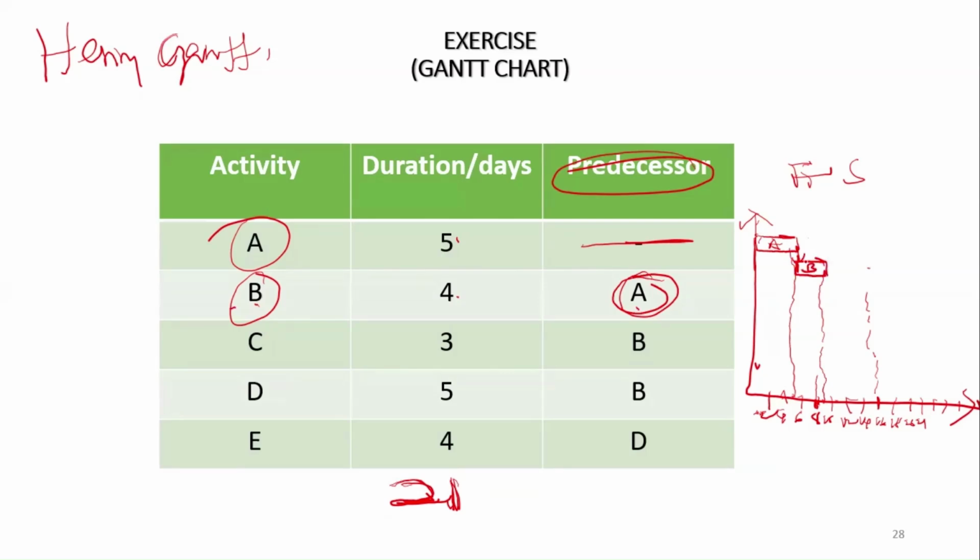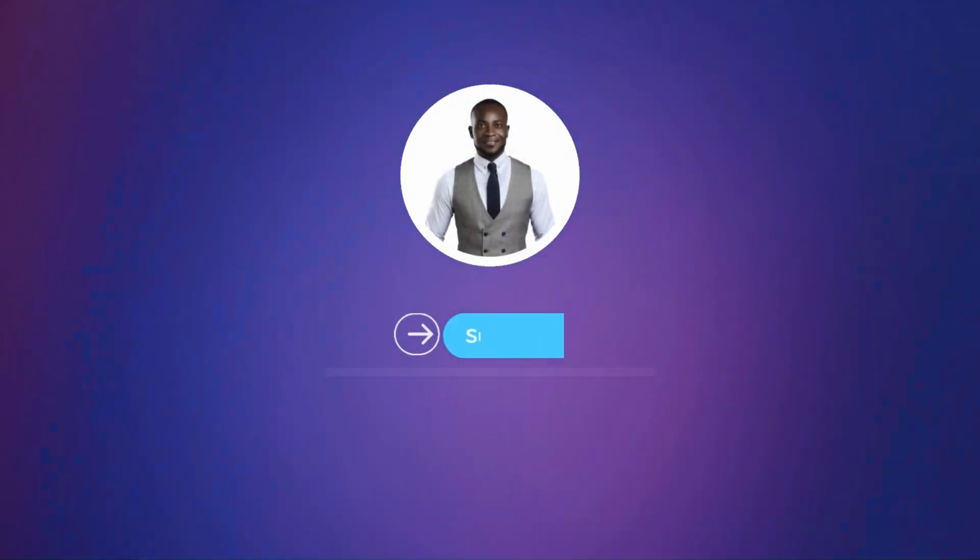4 days. Now, C depends on B. So what it means is when B is done, where would B finish? Here. With the same interval, then C will go. C is 3 days. 9 plus 3 will be 12. 12 is here. D also depends on B. So it's looking for B to finish here. So what it means is C and D are going at the same time, but D takes longer, 5 days. So this will be 9. 9 plus 5 will be 14.